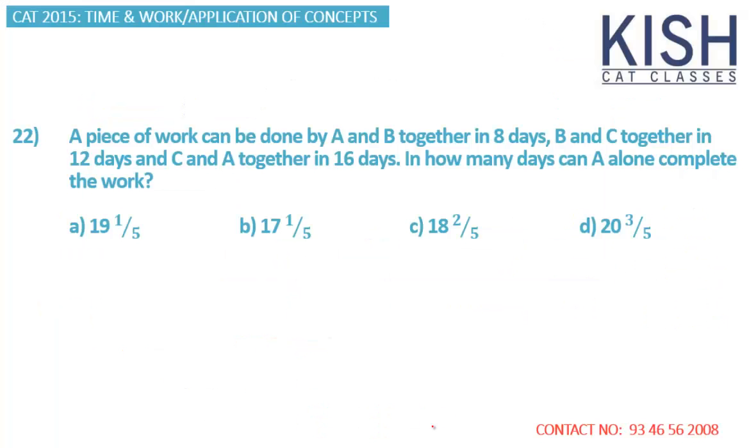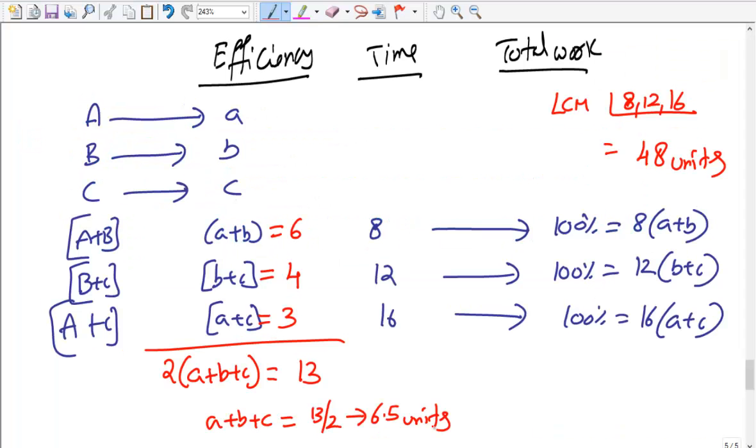Now, in how many days can A alone complete the work? If A plus B plus C combined is 6 plus 5, then we can easily find A plus B, that is C, that is 6. So we can directly say that C is equal to 0.5. If C is equal to 0.5, then A is equal to 2.5. If A is equal to 2.5, then B is equal to 3.5. These are units.